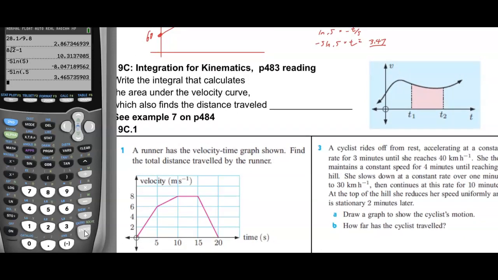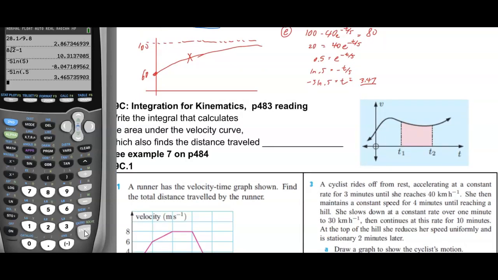Okay, remember that when we take derivatives of the s function, we get velocity. When we take another derivative, we get acceleration. What if we go backwards? If we went backwards, what is the backwards version of derivatives? It's integrals. So if we take the integral of a, we'll get v. If we take the integral of v, we'll get s. So in this case, we have v. So if we do the integral of v, we would get s, right?